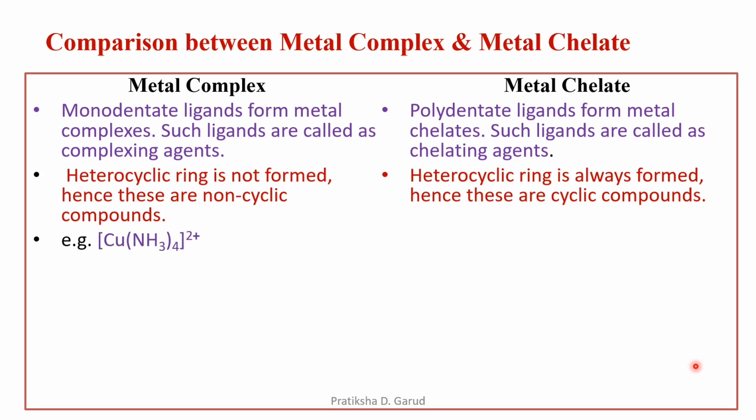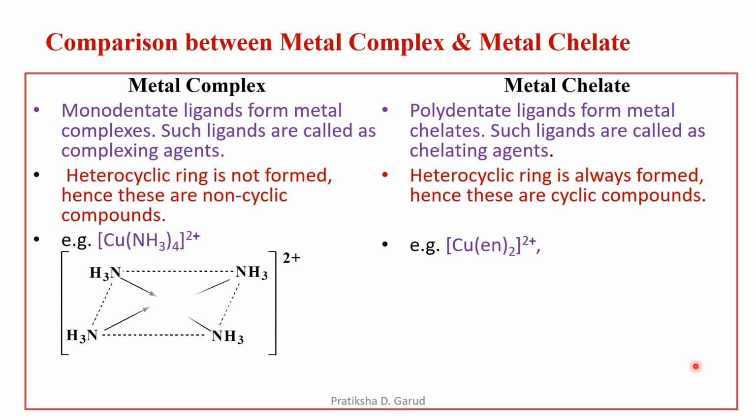An example of a metal complex is Cu(NH3)4 2+, whereas for a metal chelate it is Cu(en)2 2+. This is the structure of Cu(NH3)4 2+. Here the copper is the central metal ion and it is surrounded by 4 NH3. These ligands consist of a single donor atom, right? So it is a monodentate ligand.